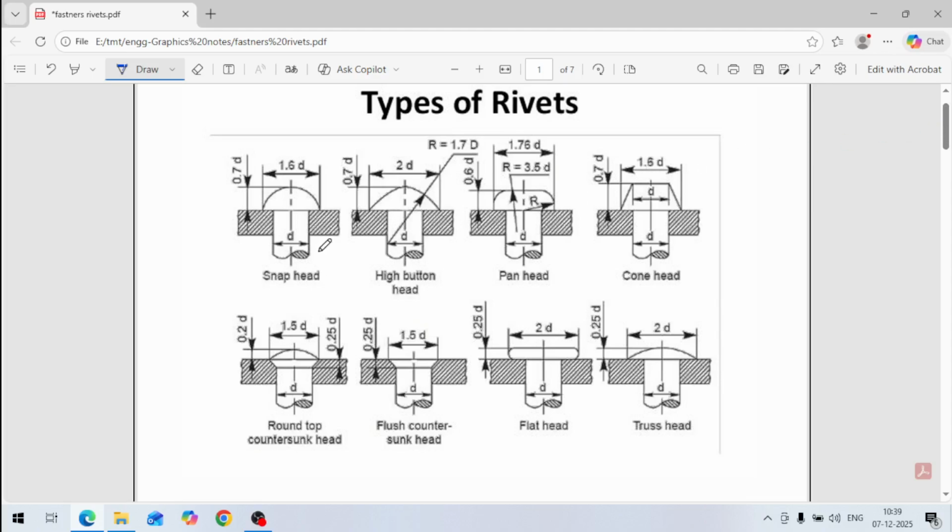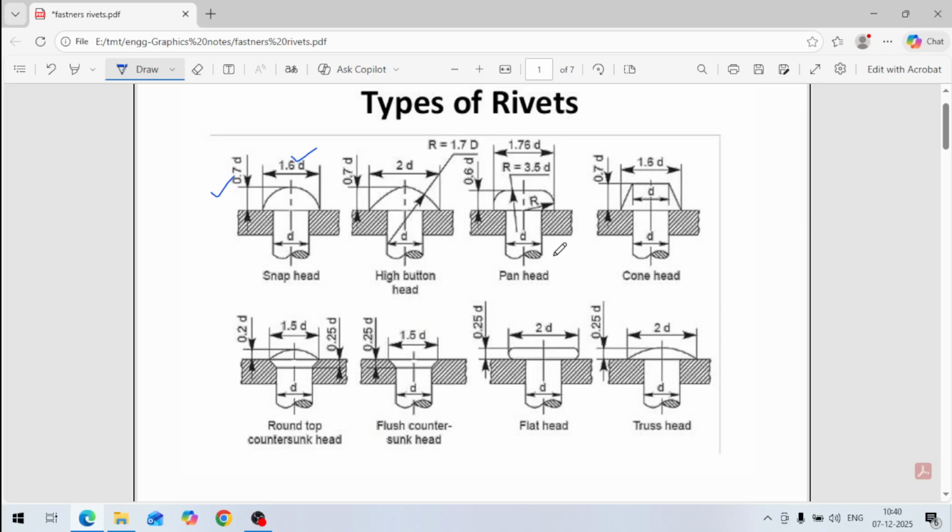So these are all designated by D. D is the main diameter of the shank. We have already discussed the diameter of the shank. The height of the head is 0.7 D, and this diameter is 1.6 D. This is the snap head, and this is the high button head. This radius is 1.7 D, and this is 2 D, and height is 0.7 D, like this.